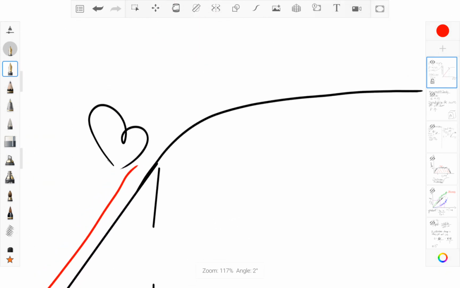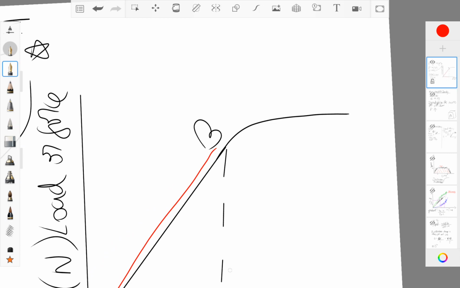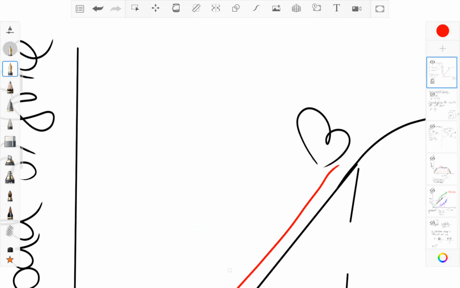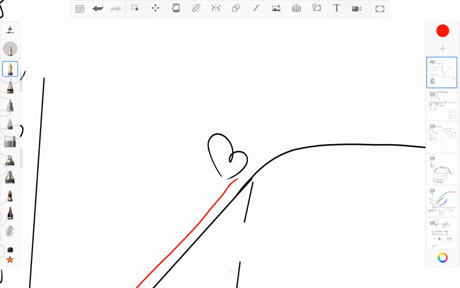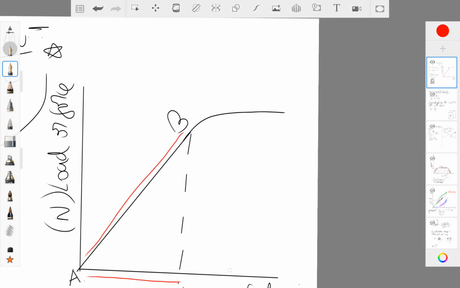However, after point B, you reach the proportionality limit, where no matter how much force you apply, the body becomes permanently deformed, which means that it's likely to extend less, and at this point Hooke's law is no longer obeyed.